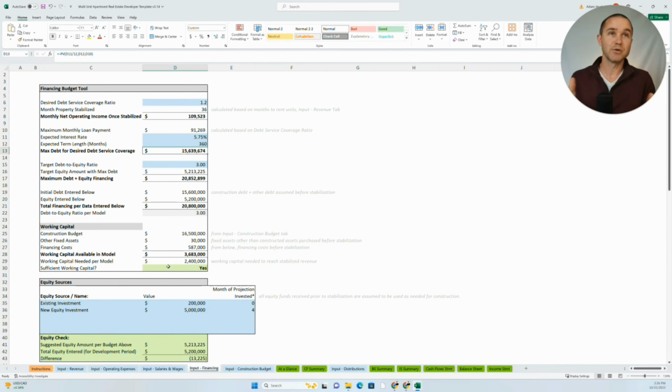I can't tell you exactly how to make your particular deal pencil. What I can tell you is that you need to go through some sort of process, some sort of spreadsheet template or something like this, to play around with the numbers until you get them to work. And that's a process that's becoming more and more difficult these days with higher interest rates on these real estate deals.